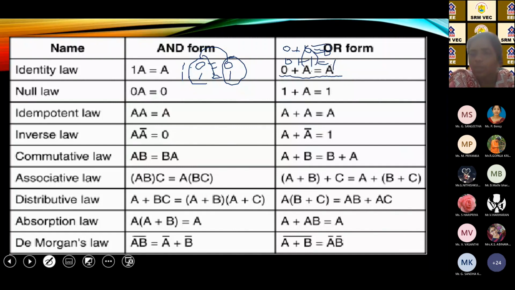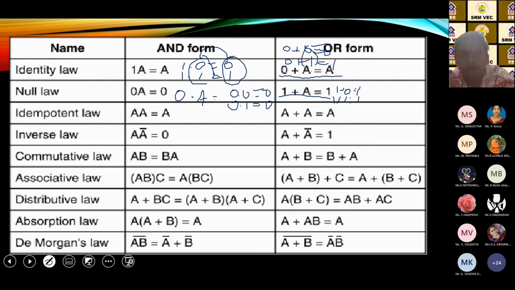So students, that is 0 plus A. Next is the null law. What is that? That is 0 into A. 0 into anything is 0, right? So 0 dot 0 is equal to 0. 0 dot 1 is again 0. So we can write the null law as 0 dot A is equal to 0. Next is 1 plus A. 1 plus 0 is 1. 1 plus 1 is also 1. So if you add any variable with 1, you will get 1. So 1 plus A is equal to 1.